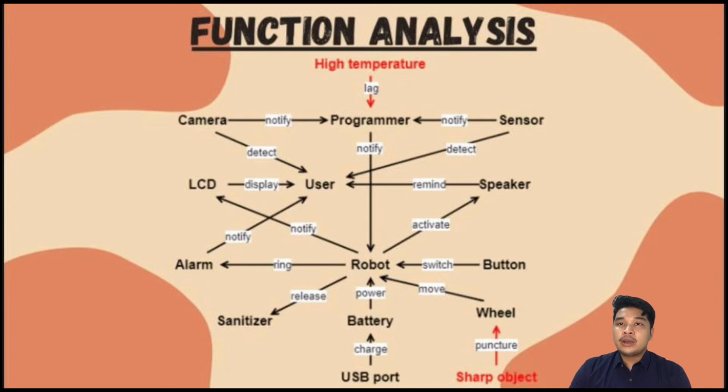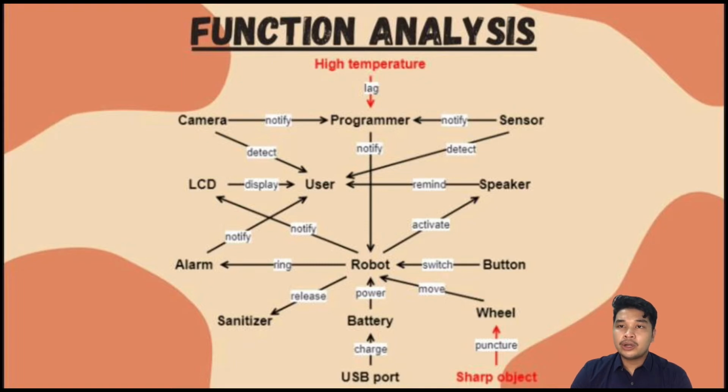So finally, for my part is the function analysis, which is the high temperature will cause lag to the programmer. The camera will notify the programmer, sensor will notify the programmer, and the programmer will notify the robot. Other than that, the user will be detected by camera. The LCD will display, the user will be detected by sensor, and the user will be reminded by the speaker. User will also be notified by the alarm.